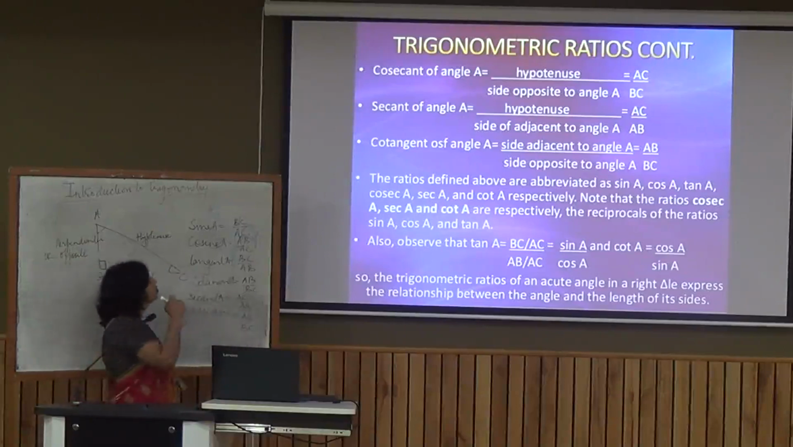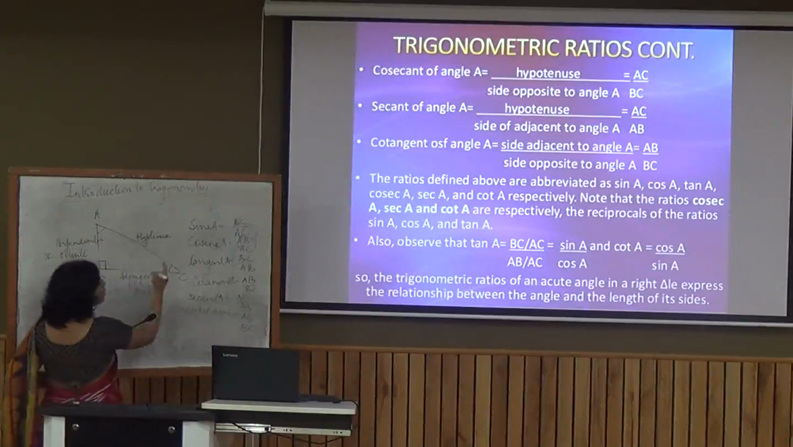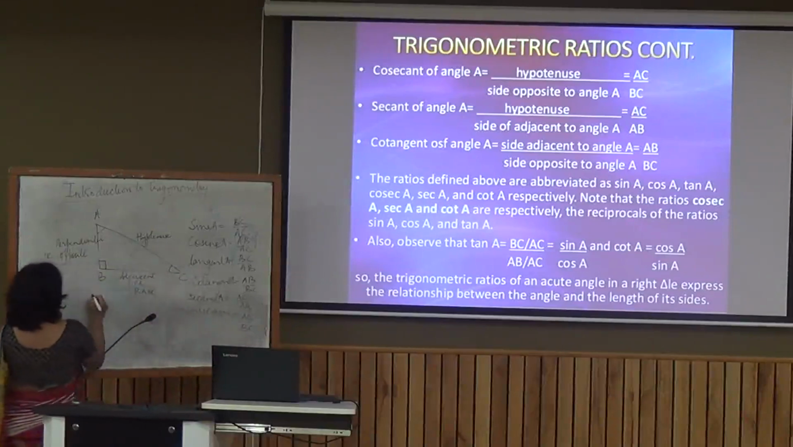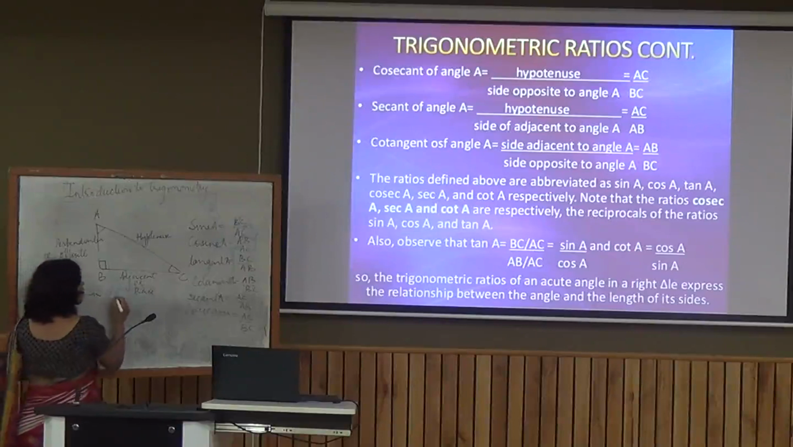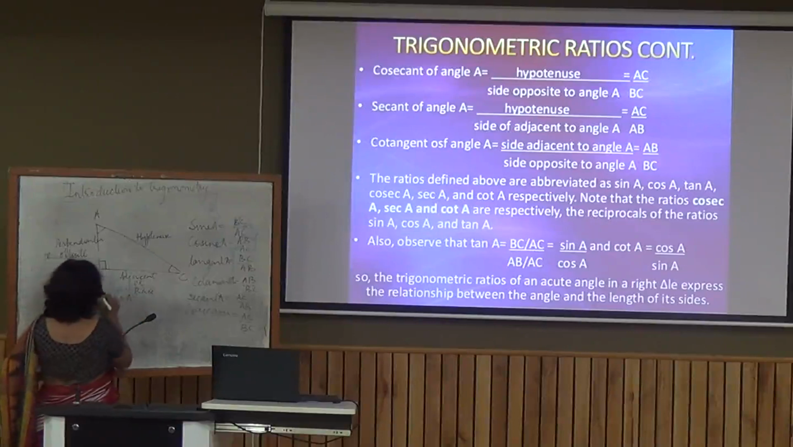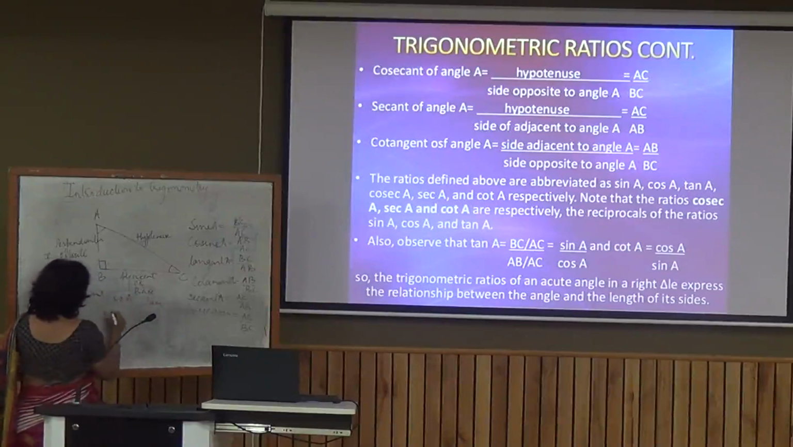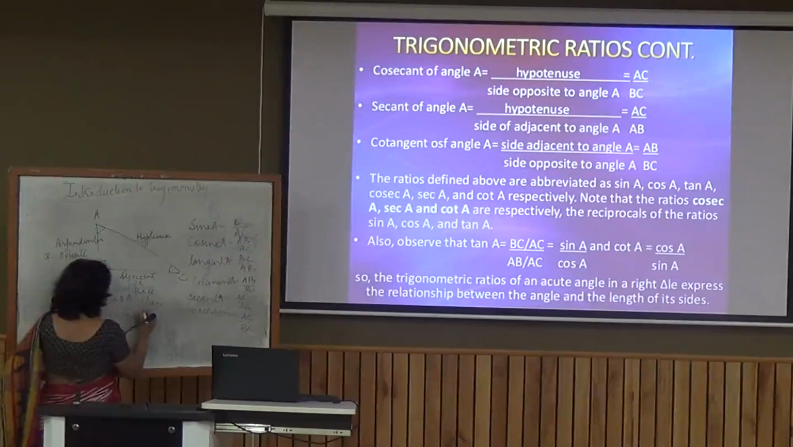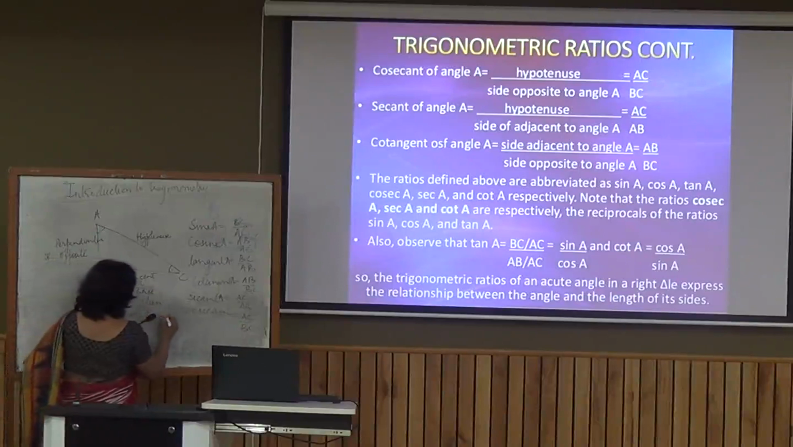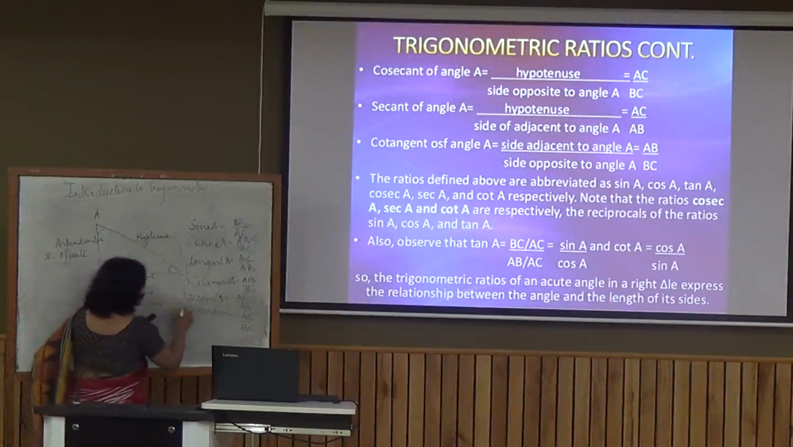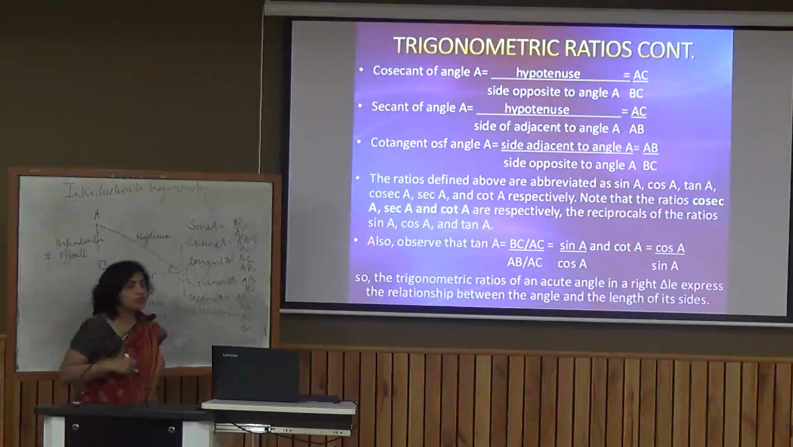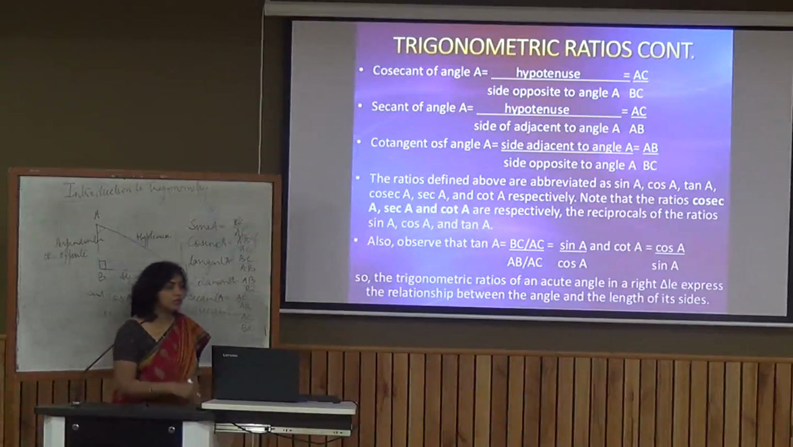Now the short forms or abbreviations of these are sin, cos, tan, cot, sec and cosec. We can see that these two are reciprocal of each other, these two are reciprocal of each other, and these two are reciprocal of each other.